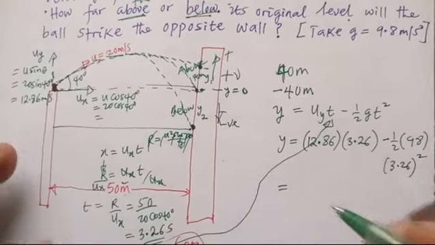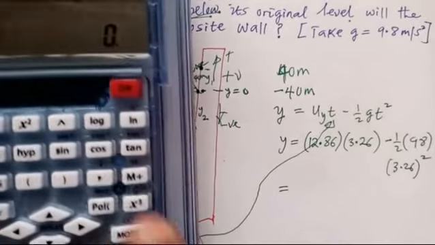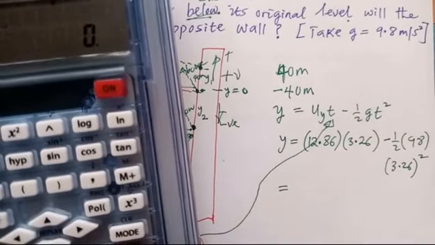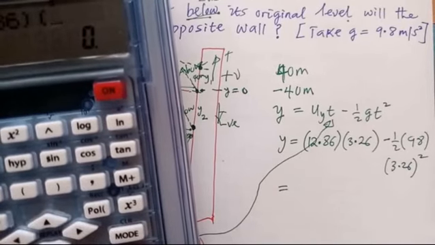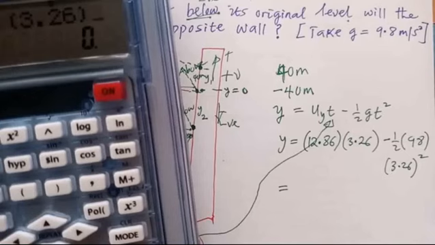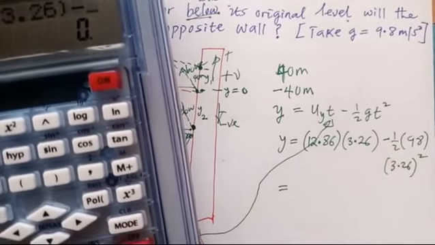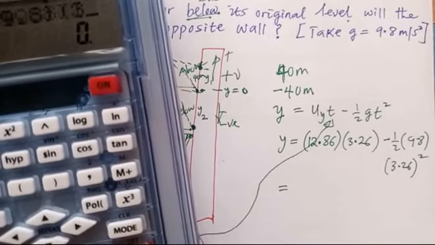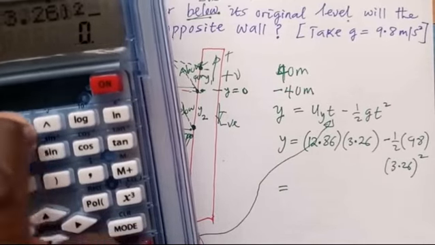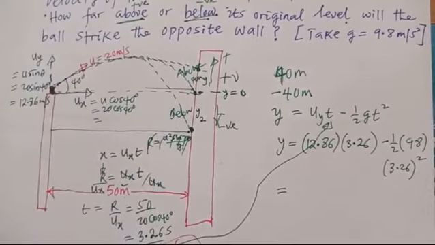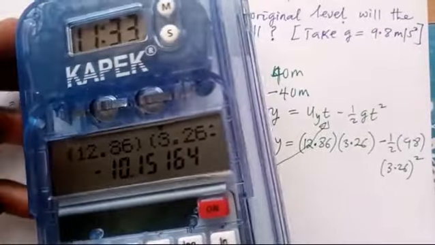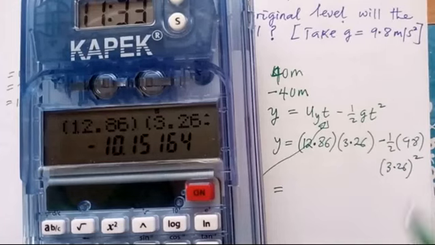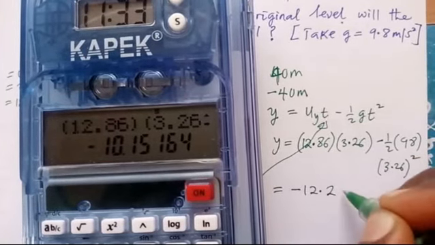So from here directly I will just press open bracket 12.86 close bracket, then open bracket 3.26 close bracket, then minus 0.5, open bracket 9.8 close bracket, then open bracket 3.26 close bracket, then I press square. Now I will press the equality sign, and this value will be the decisive factor. Now look at the value I got. I got minus 10.2 meters approximately.